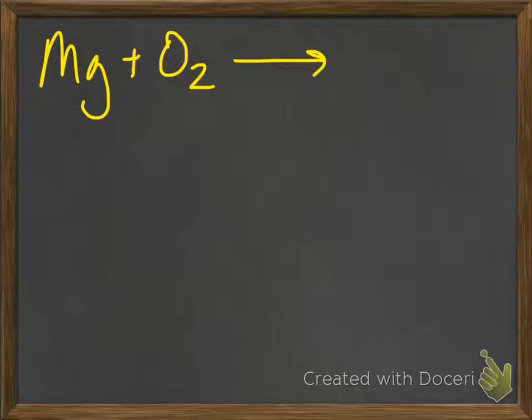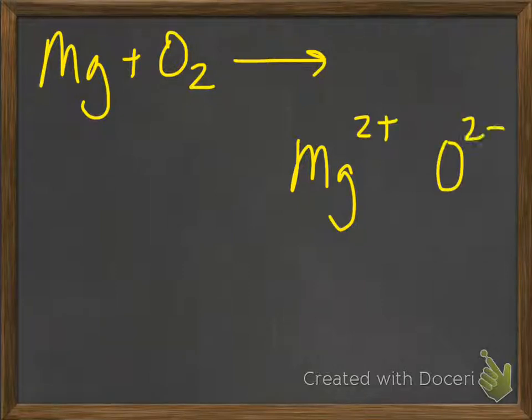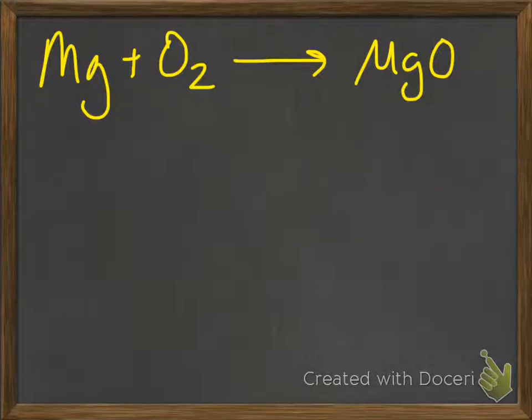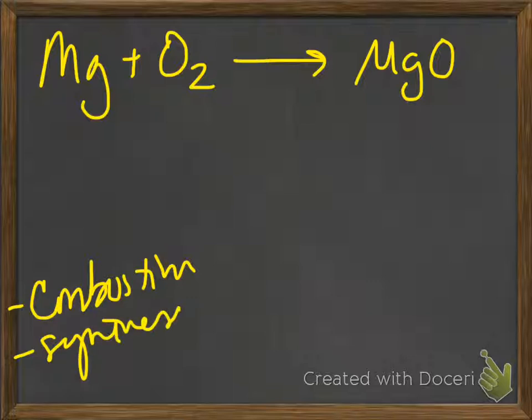Magnesium metal is fusing with oxygen gas and forming what compound? Magnesium oxide. So again, when we write the compound, we have to think about the fact that magnesium is a 2 plus, oxygen's a 2 minus. What's our compound? Just MgO. Okay. Now, of course, that means we have to balance. Oh, and this is combustion and synthesis.